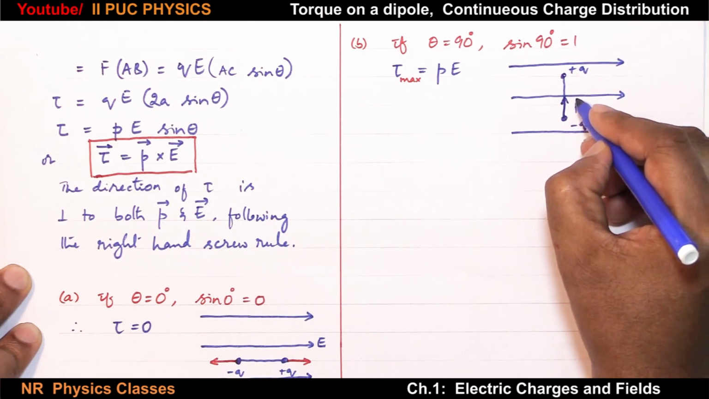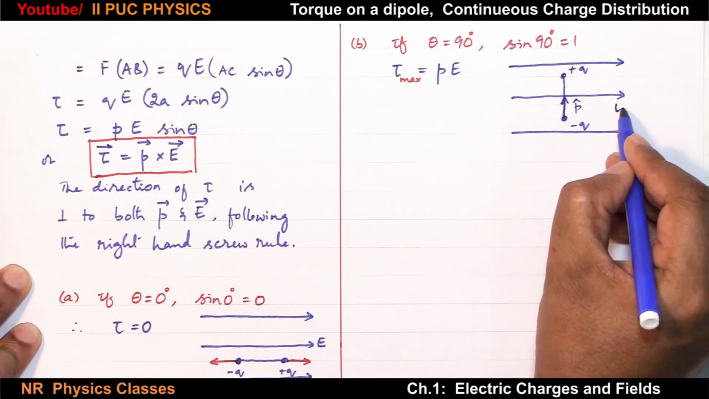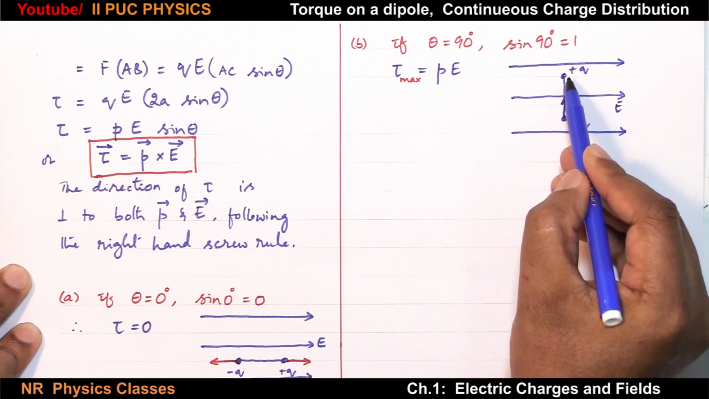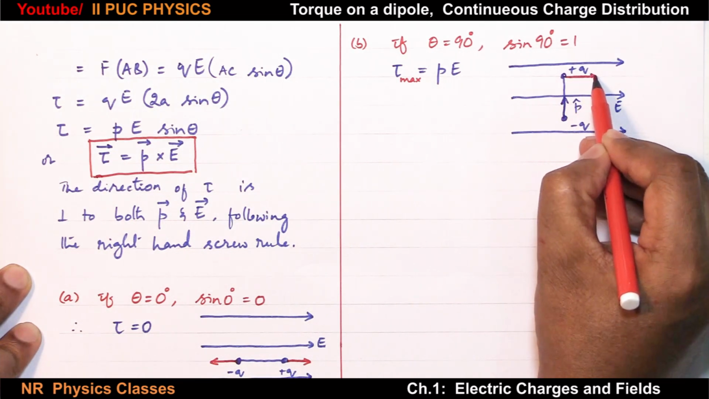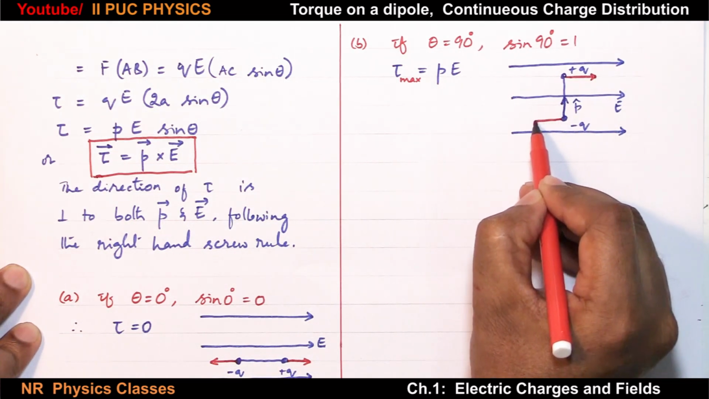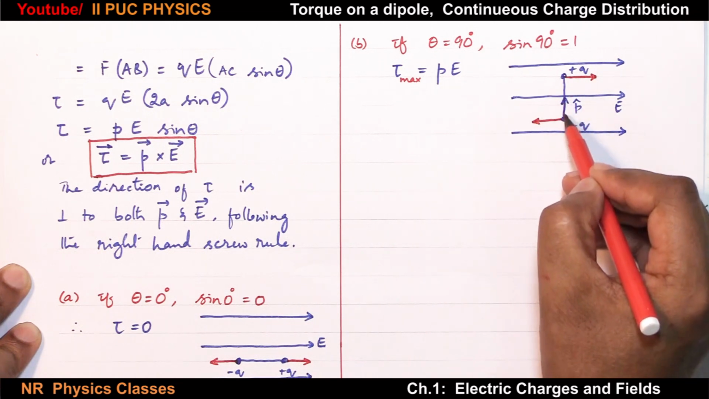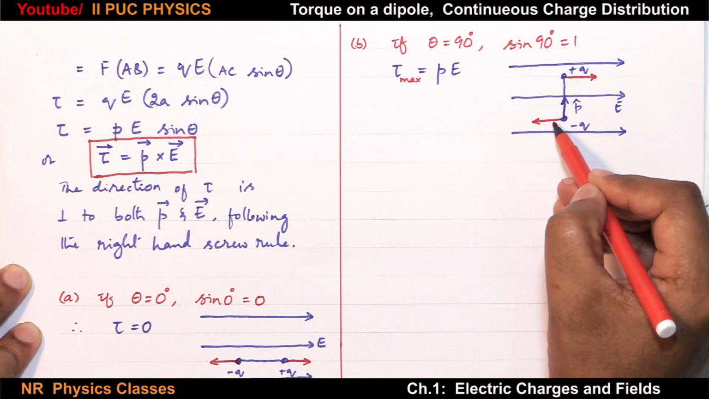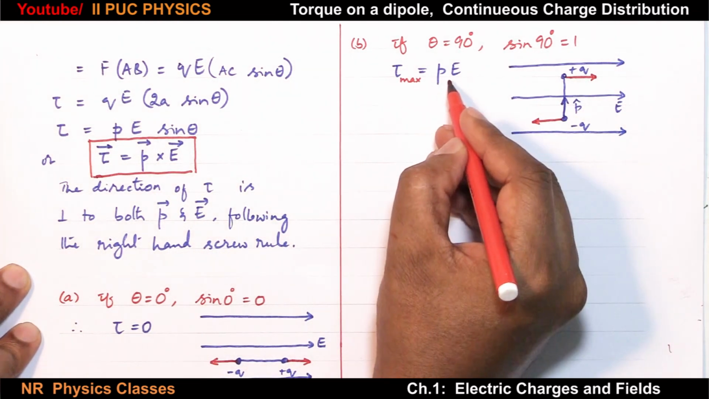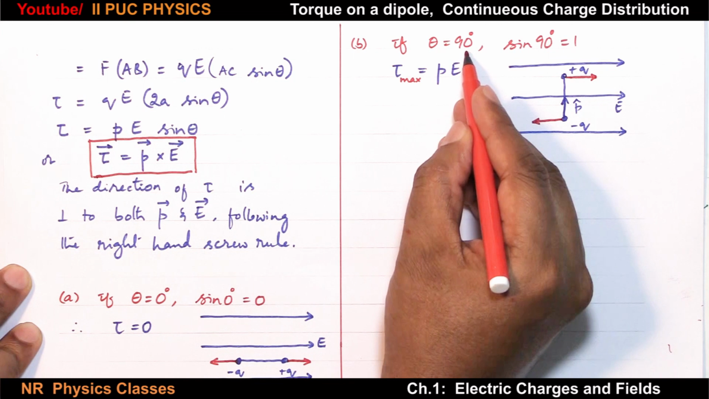So this is P cap. This P cap is perpendicular to E. And force on plus Q is in the direction of electric field, minus Q against. For this configuration, turning tendency of these two forces is maximum. That is the meaning torque is maximum if theta is 90.